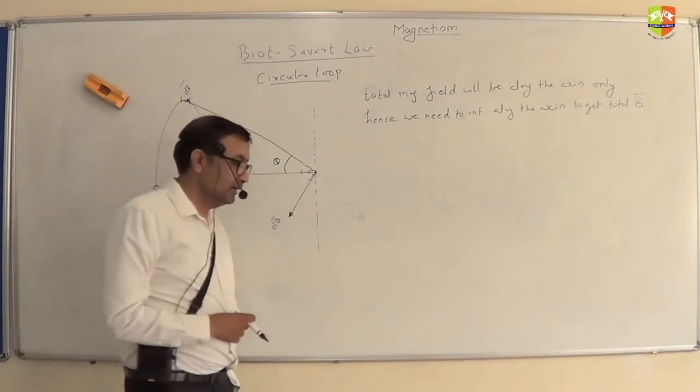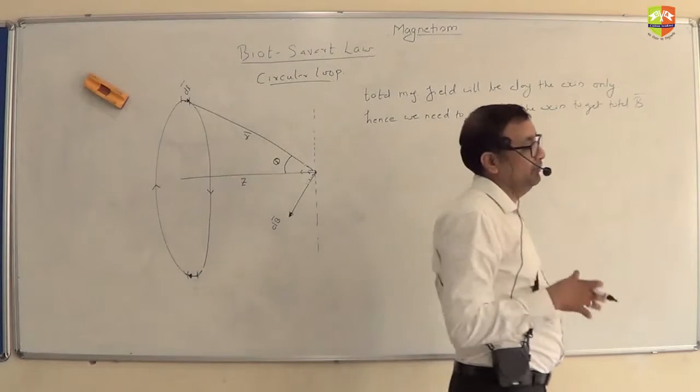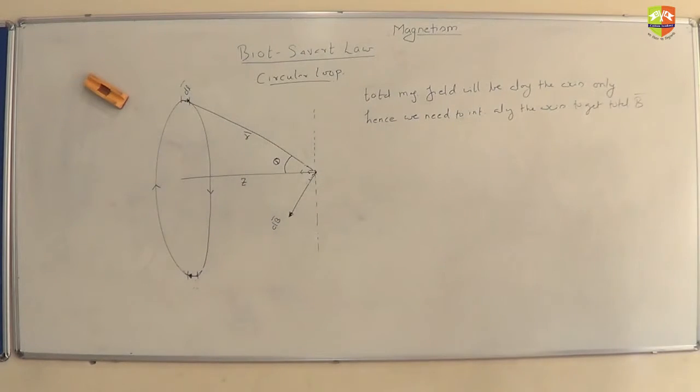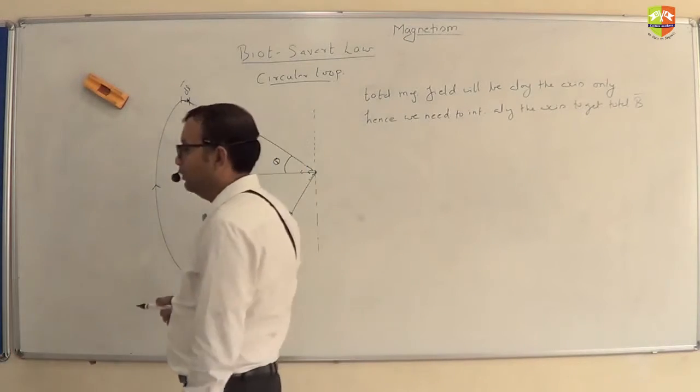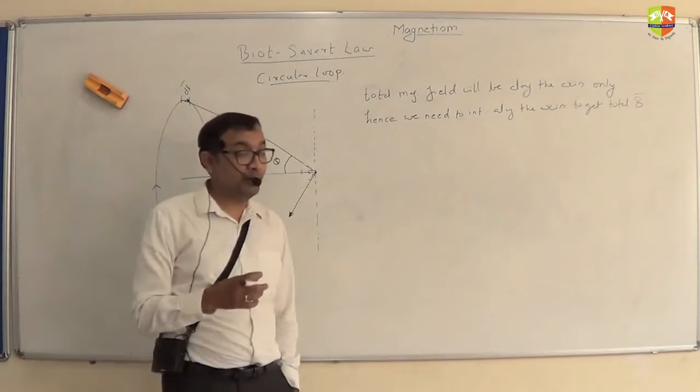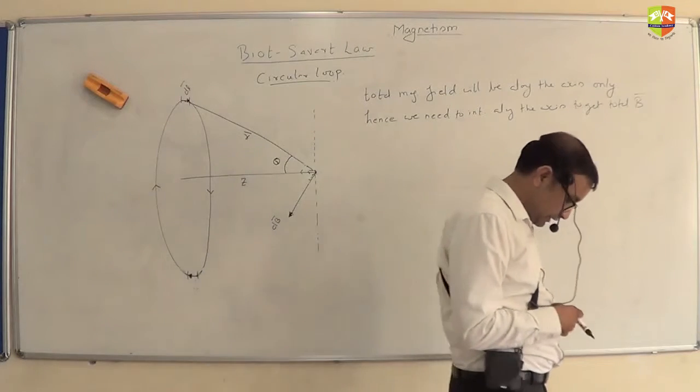And by the way, the SI unit of magnetic field is Tesla. Please write down: the SI unit of magnetic field is Tesla. One of the greatest scientists, greatest practical scientists, they say, is Nikola Tesla.